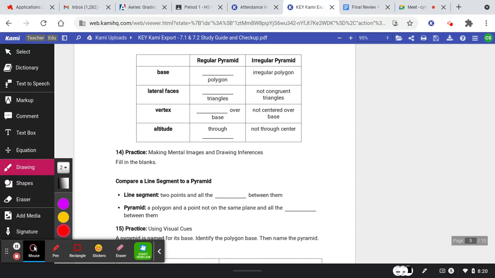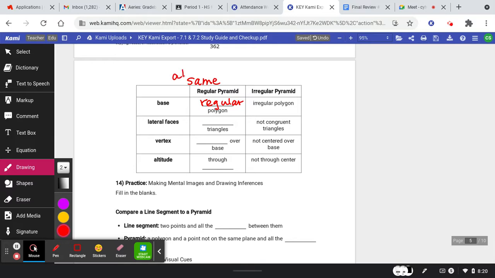Okay, so of a regular pyramid, the base is a regular polygon. What does regular mean? It means all same length sides, right? Regular, all same length. So if it is a regular pyramid, it's made up of a base that is a regular polygon, with the same length sides. So that means the base could be a square. The base could be a rhombus, but it's got to have all the same length, a regular polygon. The lateral faces are all congruent. The vertex is centered over the base, and the altitude goes through that center, straight down to that base.